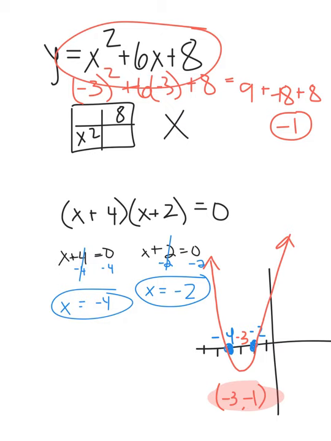So you pick what number's in the middle of your x-intercepts and then plug it into the equation for x to see how low the graph should go to find the vertex.